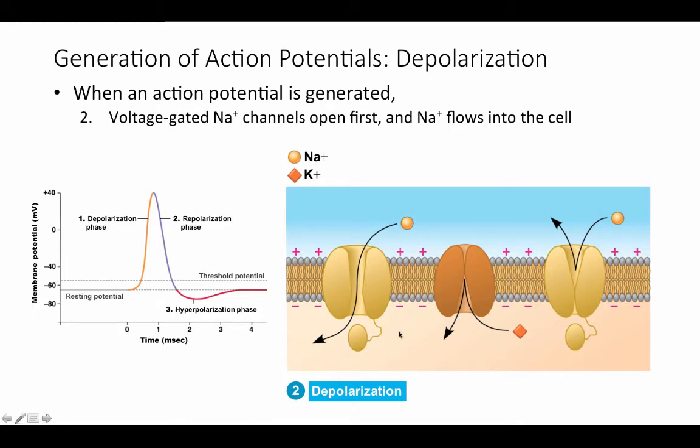And there's also this voltage gradient. They're going to be attracted to the negative charge inside the cell. So this is going to be a very rapid influx of sodium through these voltage-gated channels. At this point, the voltage-gated potassium channels are still closed. So we're just going to have this huge influx of sodium ions. So this is the depolarization phase.